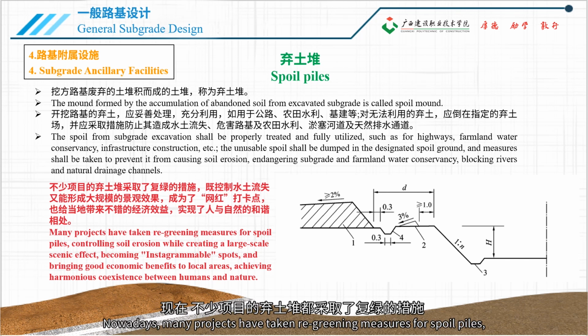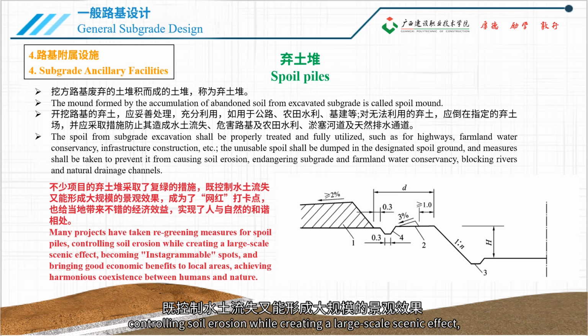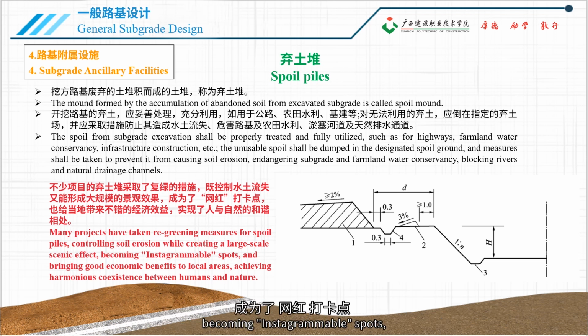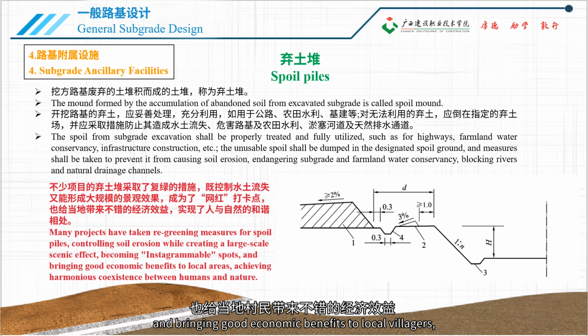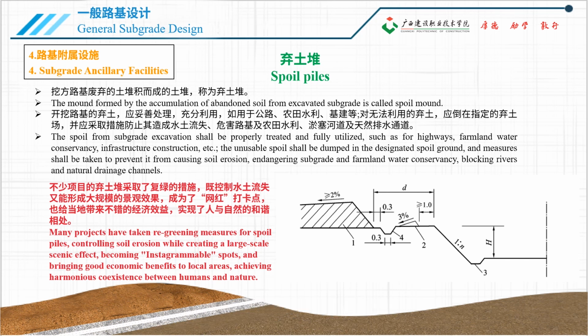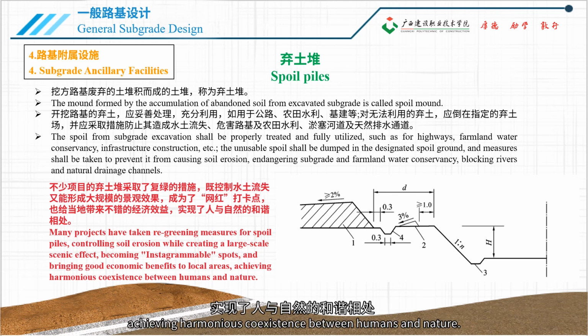Nowadays, many projects have taken re-greening measures for spoil piles, controlling soil erosion while creating a large-scale scenic effect, becoming Instagrammable spots, and bringing good economic benefits to local villagers, achieving harmonious coexistence between humans and nature.